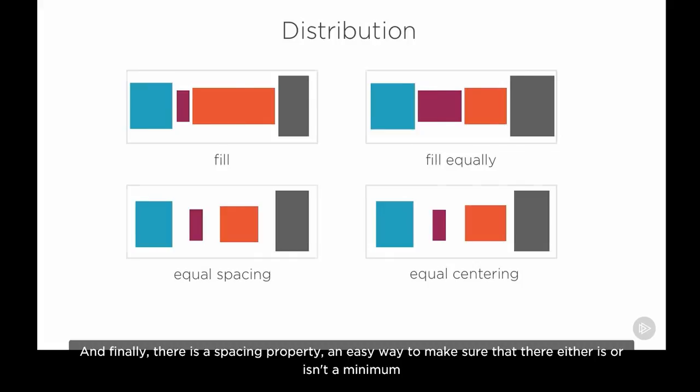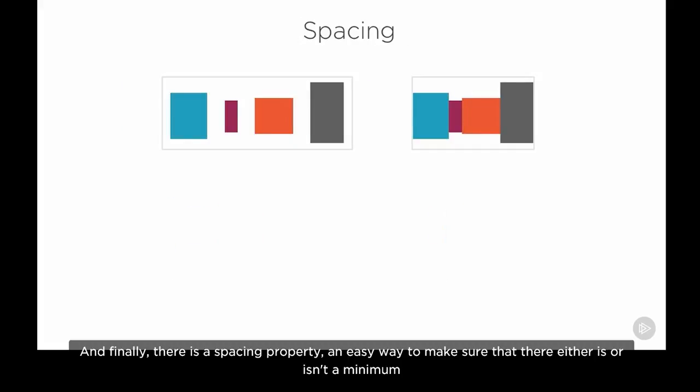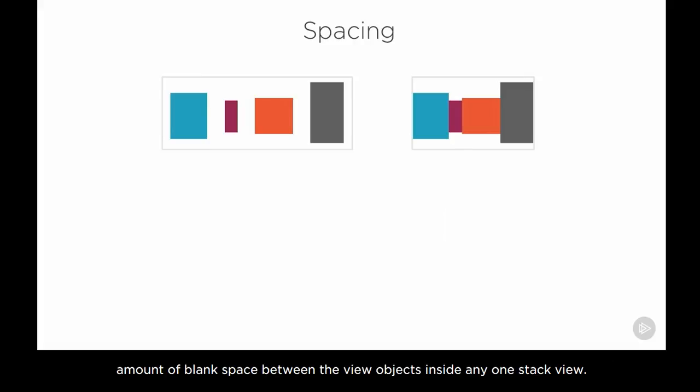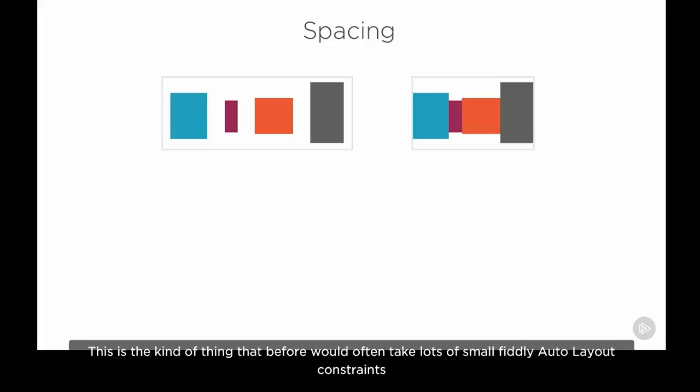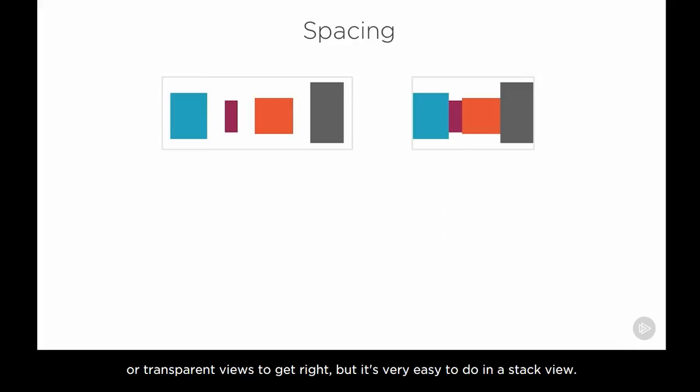And finally, there is a spacing property, an easy way to make sure that there either is or isn't a minimum amount of blank space between the view objects inside any one stack view. This is the kind of thing that before would often take lots of small, fiddly auto layout constraints or transparent views to get right, but it's very easy to do in a stack view.